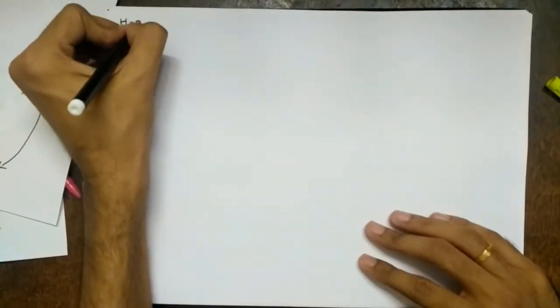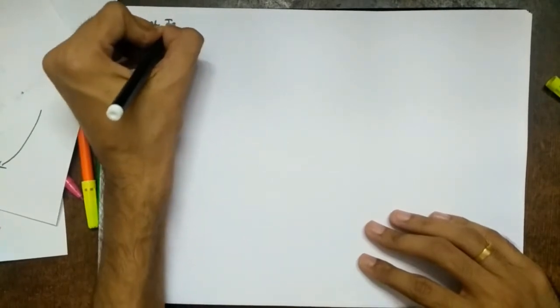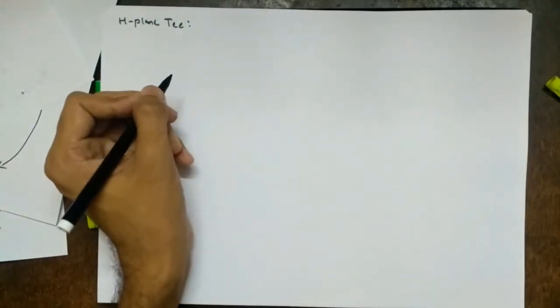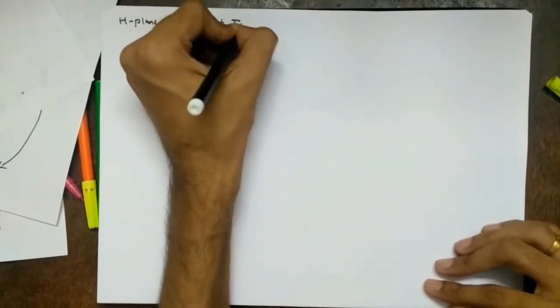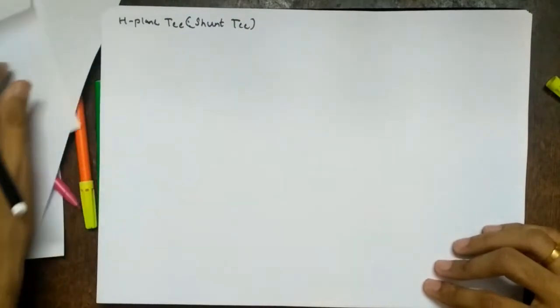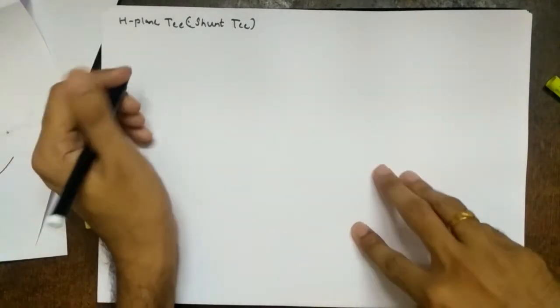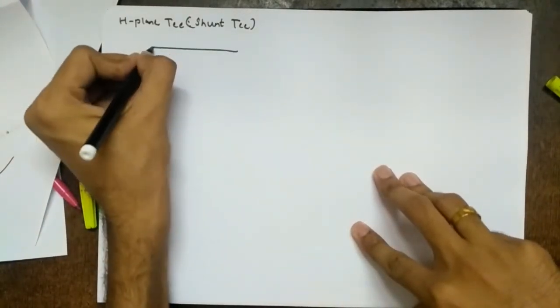Okay. So next is H plane T. It is also called shunt T. So what we did for E plane T, we cut along the broader dimension, right? So now we use the narrower dimension. So it will look somewhat like this.